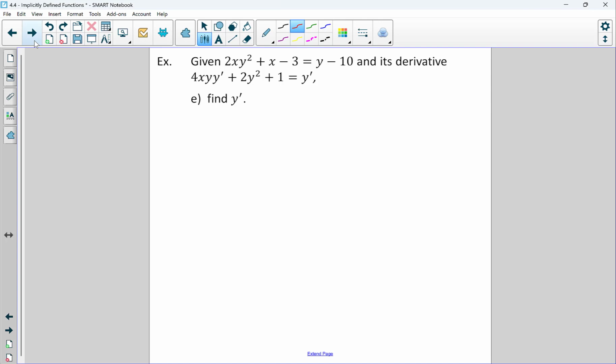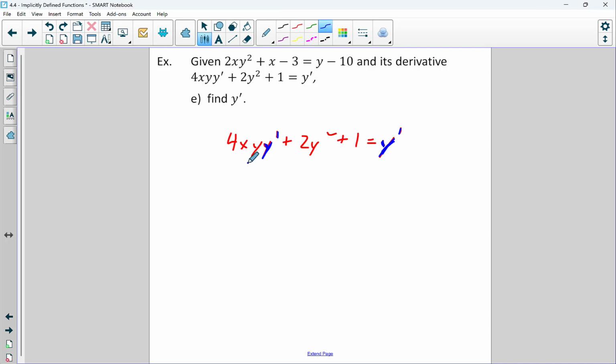I want to get y prime by itself. Here's the equation I'm working with. All right, let me go ahead and just rewrite that equation. 4xy y prime plus 2y squared plus 1 equals y prime. So again, what I'm trying to solve for is the variable. The variable I'm trying to solve for is y prime. Just like we've been doing all throughout Algebra 1 and Algebra 2, let's get the variable on one side of the equation, everything that's not the variable on the other side of the equation.